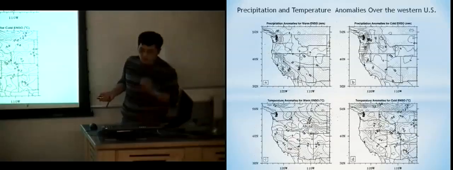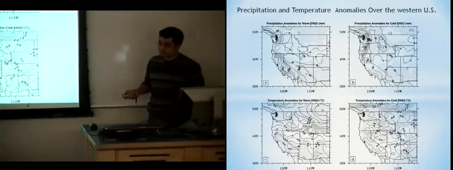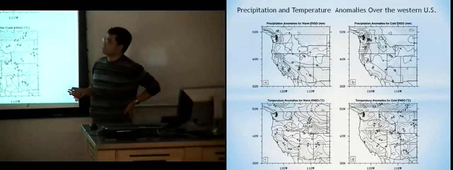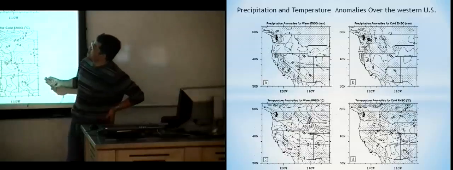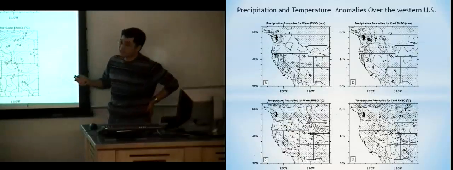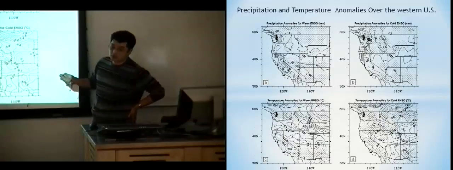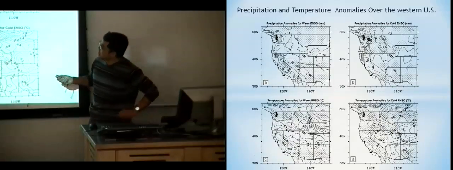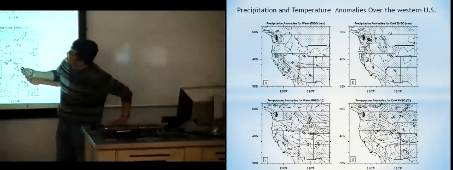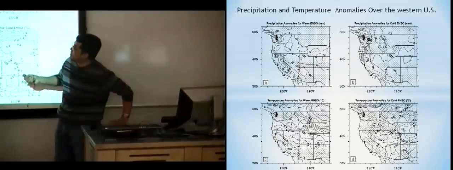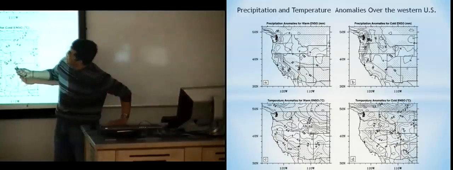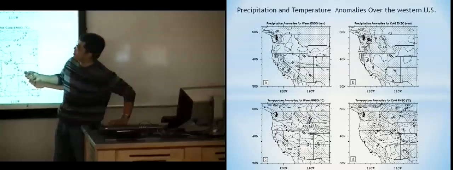Now we need to understand what caused the snow anomalies. First we look at the precipitation patterns. This is a precipitation anomaly for the warm ENSO in the Western United States. This dashed line here is a negative anomaly, and the solid contours here are positive anomalies.